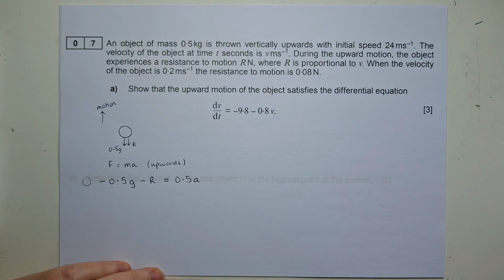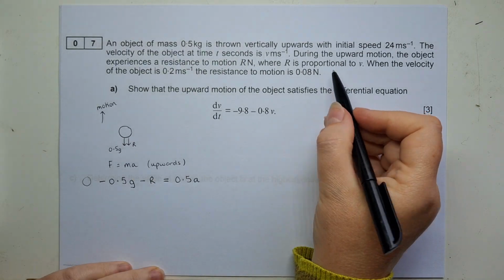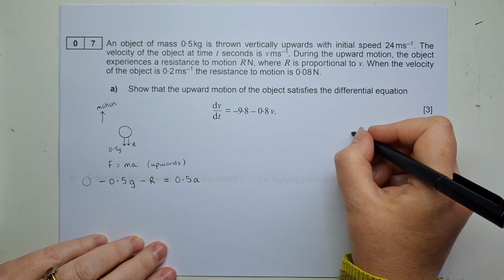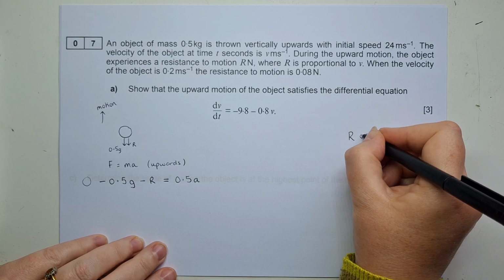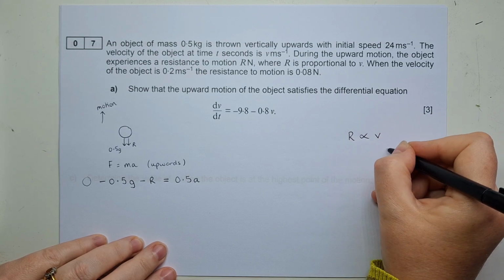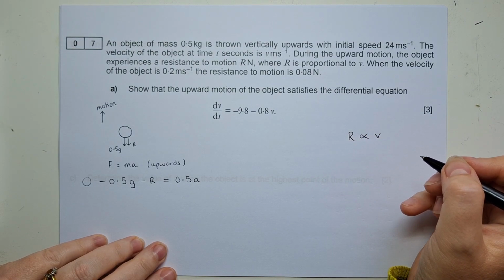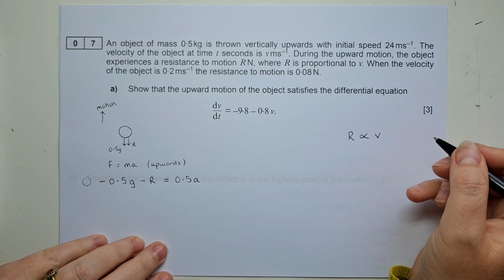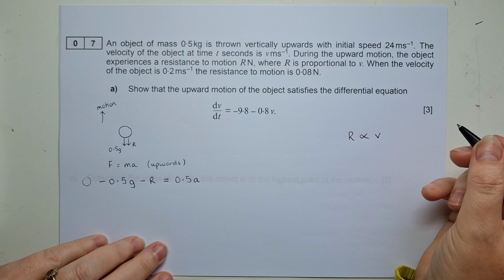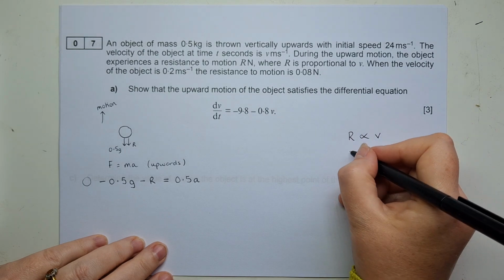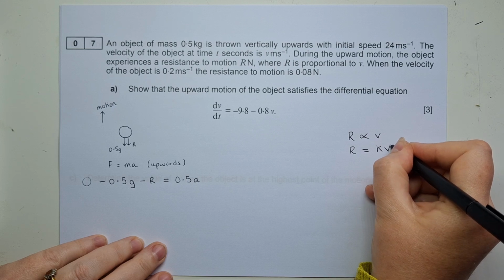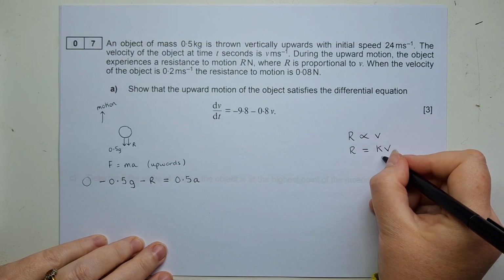But the equation we're trying to get to doesn't have r, and we haven't used this proportional bit of information. So let's try and think about what that would be. If r is proportional to v, it means it's a multiple of v. That's what this idea of proportionality means. If it's always double it, or always half of it, or always a million times it, that's the proportional idea. So we can say that r is equal to kv, where k is just a number.